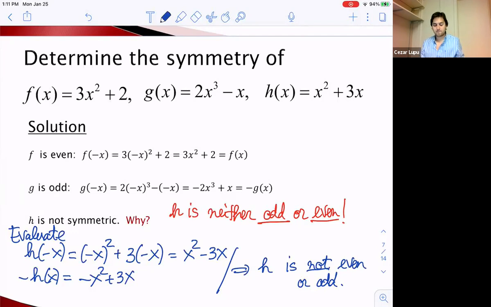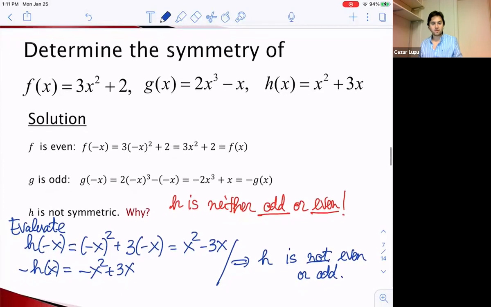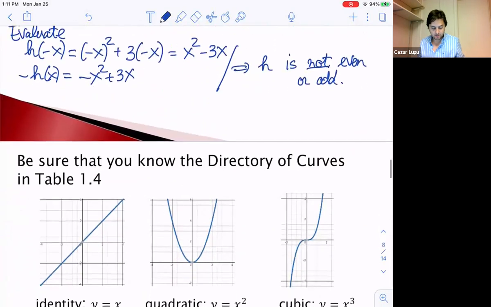Odd. Odd, right? You see, you have the sum of an even and an odd function, and you probably will guess, okay, maybe it should be odd or even, but it's neither of those. All right, I hope you now have an idea of how to look for the symmetry of functions.